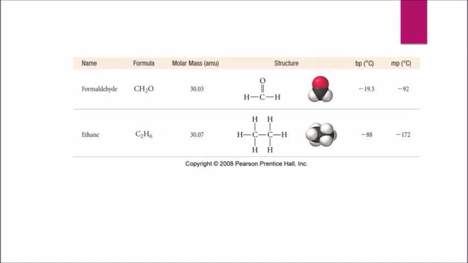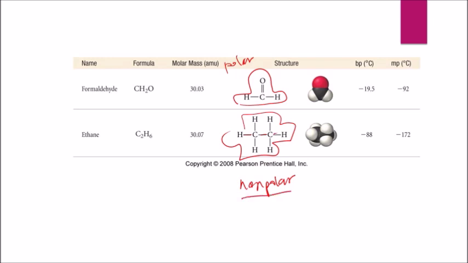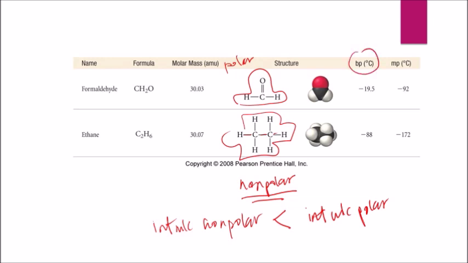So let's look at another example with formaldehyde and ethane. When you look at formaldehyde, it is a slightly polar molecule. And when you look at ethane, it is a non-polar molecule. Alright, even though you have more CH bonds in ethane, because it is non-polar, the intermolecular forces of a non-polar molecule are much lower than the intermolecular forces of a polar molecule. So the same thing you will expect with that. Formaldehyde will have a higher boiling point and also a higher melting point due to the higher strength of intermolecular forces.